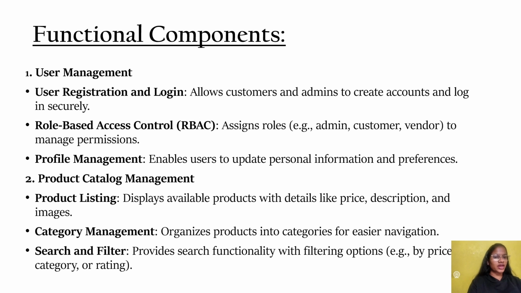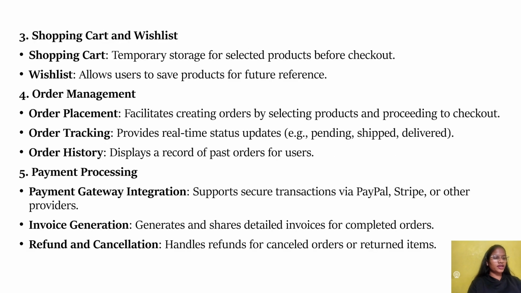Product catalog management. Product listing displays available products with details like price, description, and images. Category management organizes products into categories for easier navigation, search, and filter. Provides search functionality with filtering options, for example by price, category, or rating.